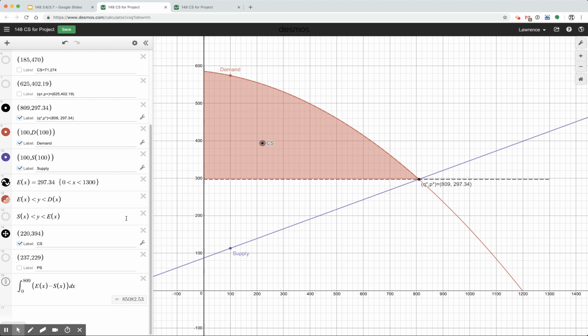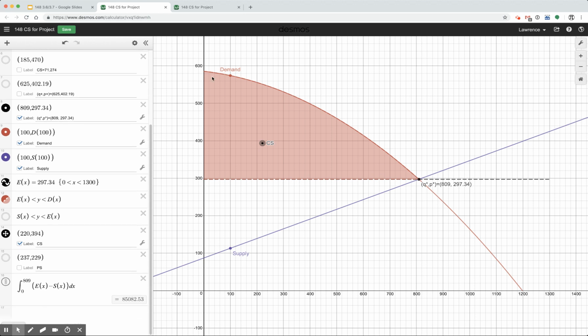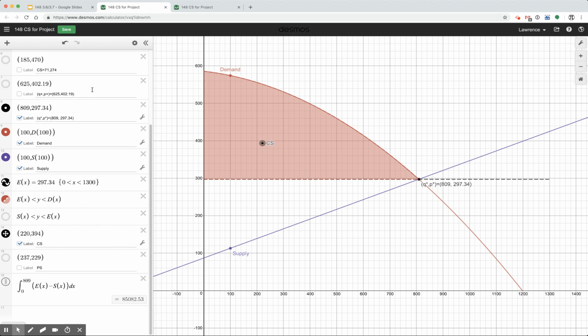And what you can see here is if I wanted to compute this, as long as I have both the demand function and the equilibrium price defined as functions in my list, I can do this computation really easily. So you can see here, I've defined the demand function way up here. That gives us this red curve. I've defined the equilibrium flat line function right here as capital E of x. That's 297.34. And that would allow me to do something like this.